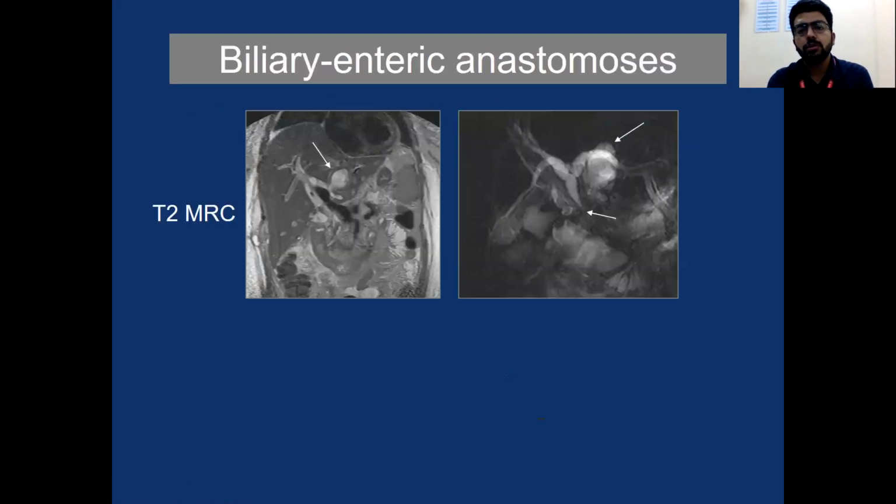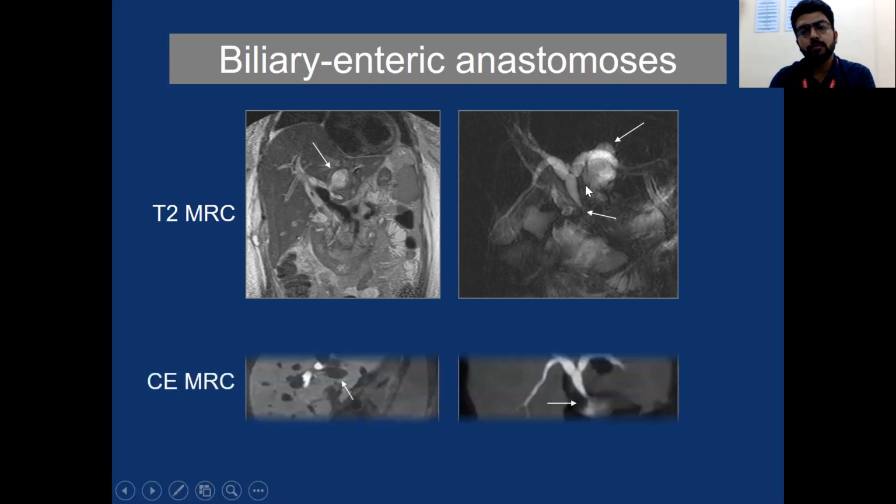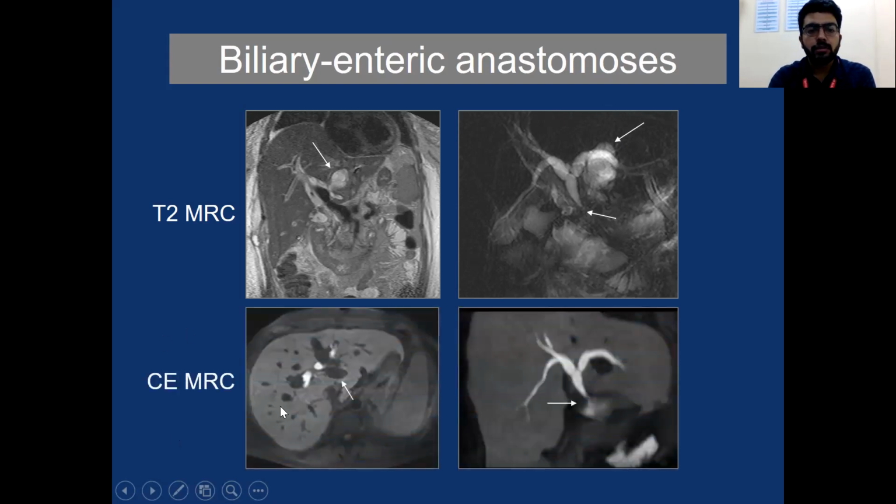Biliary enteric anastomosis can also be appreciated. This is the coronal T2 weighted MRC image, and this is the coronal heavily T2 weighted imaging, demonstrating how the biliary enteric anastomosis is done. This is the biliary enteric anastomosis. This is a contrast enhanced MRC image, where we can see abrupt narrowing of the common bile duct that we can appreciate.